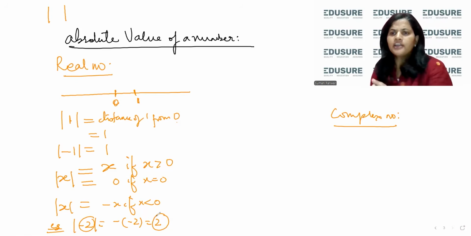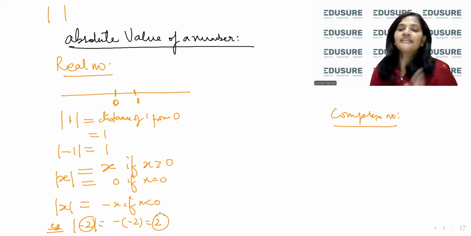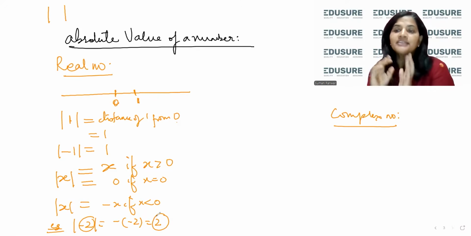Absolute value of a real number is not a technical concept. It is the distance of the point from 0 and therefore we are giving it a positive sign. Okay, we are not interested in right or left. We are just interested in the distance.